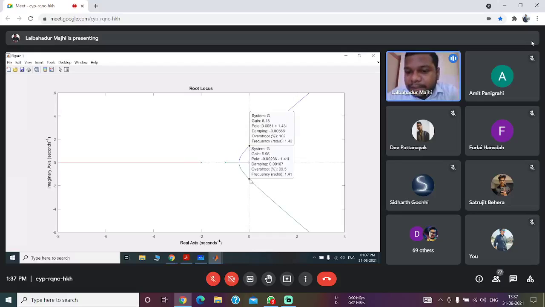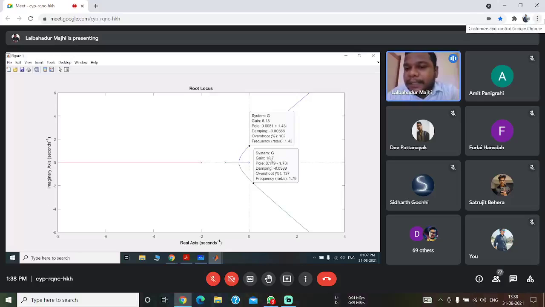If we still go on increasing the value of gain k, then we can see our poles have a positive real part, or we can say our poles are in the right hand side of the S plane. This is the right hand side and this is the left hand side. We know if the pole lies on the right hand side, at that time the system will be unstable. So from root locus we can check whether the system will be stable or unstable for what value of gain k.